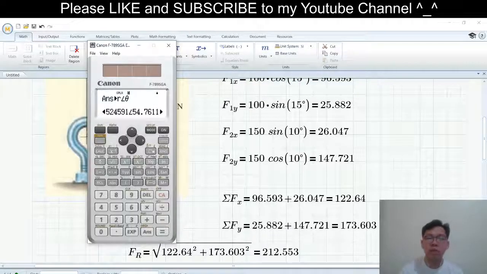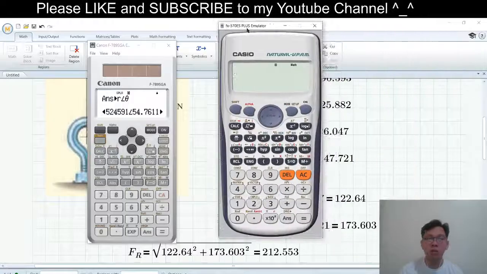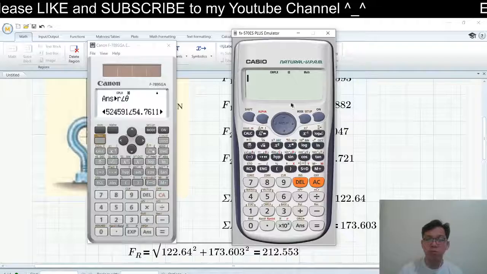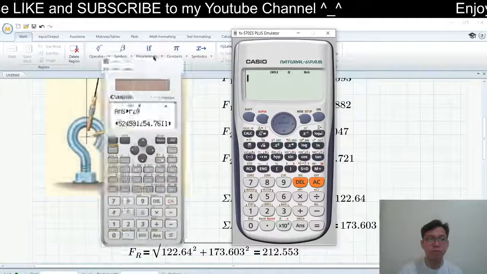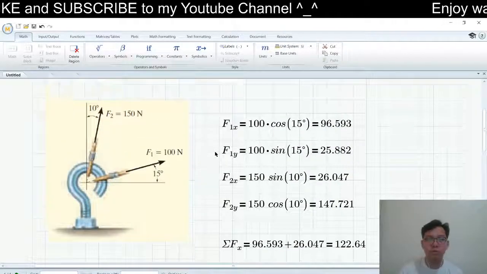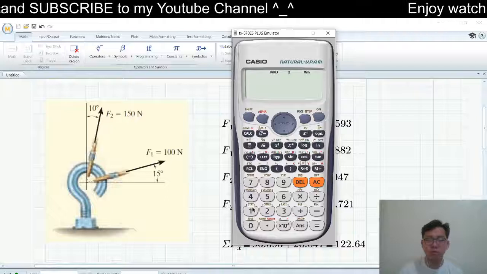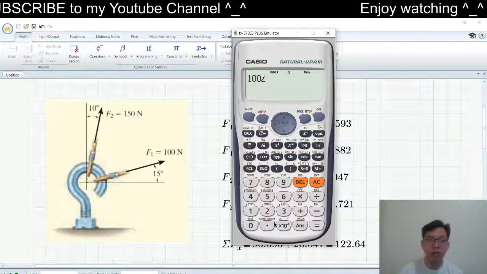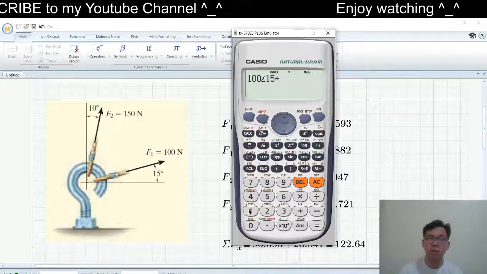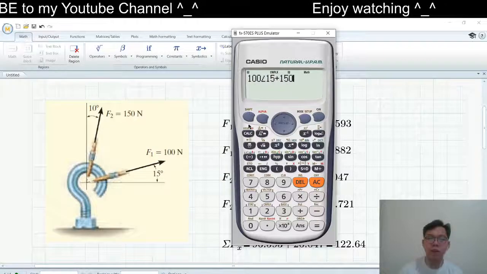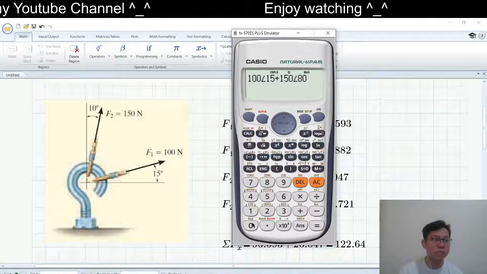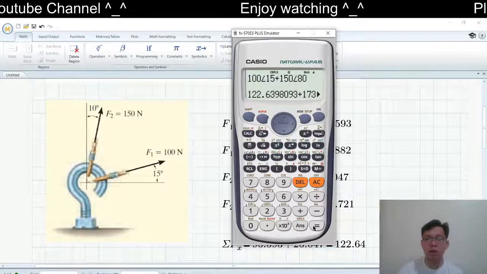So, if ever naman ito yung ginagamit mong calculator, sa mga ganito pa din yung ginagamit. So, same pa din, mode, complex, and then, 100, asan yung angle dito? Andito ata. Yan, angle 15 plus 150 angle 80. Again, bakit 80? Kasi nga, with respect sa x-axis, okay, equals.